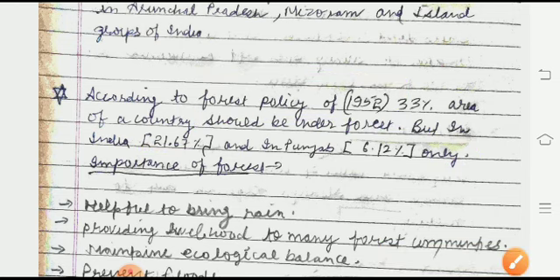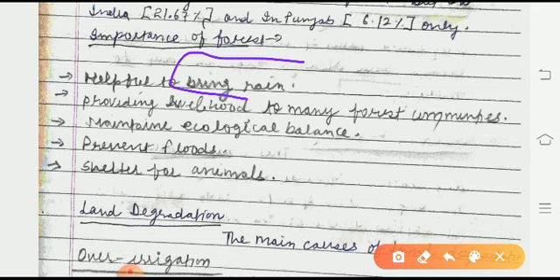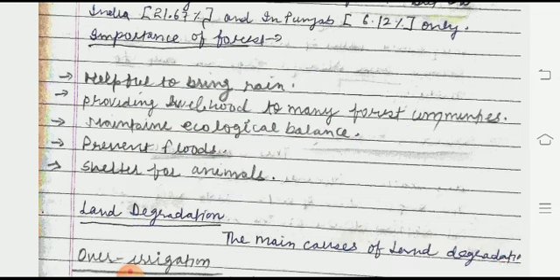Now further, we are having the importance of forest, why we have to increase the area under forest. They cause rain. They also support forest communities, maintain ecological balance, prevent flood, and provide shelter for animals.